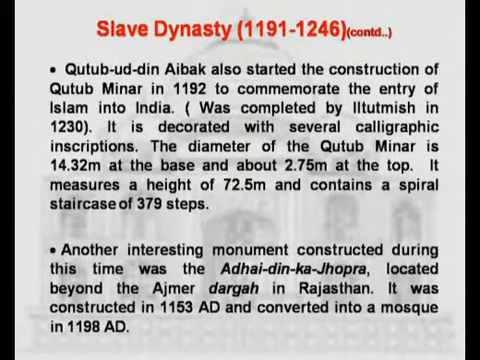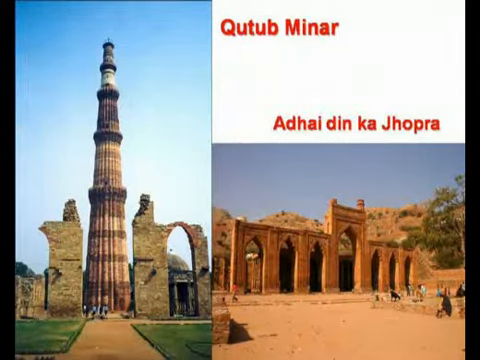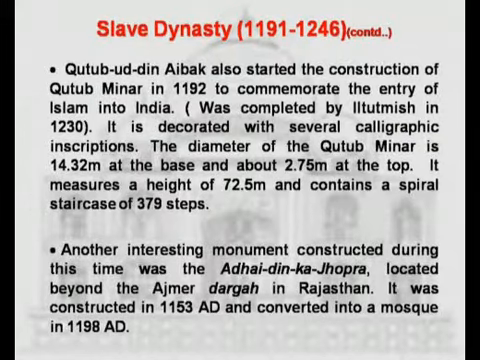Aibak also started the construction of the Qutub Minar to commemorate the entry of Islam into India. It was later completed by his successor Iltutmish. Another interesting monument which he constructed was Adhai Din Ka Jhopda, located beyond the Ajmer Dargah in Rajasthan, and later it was converted into a mosque in 1198 AD.